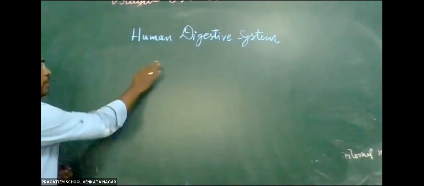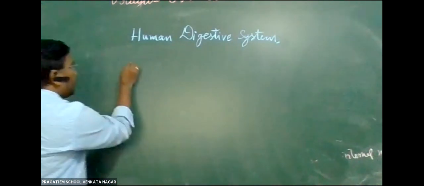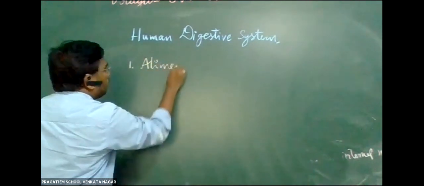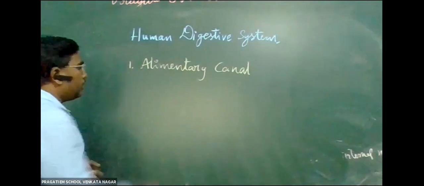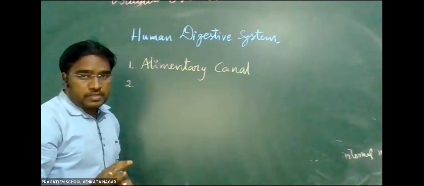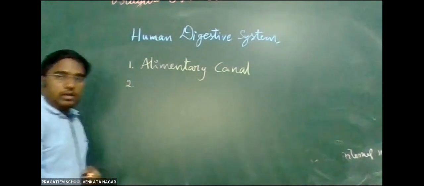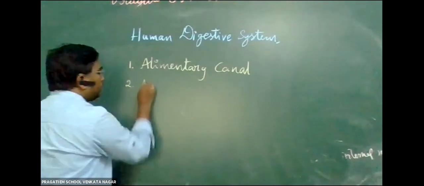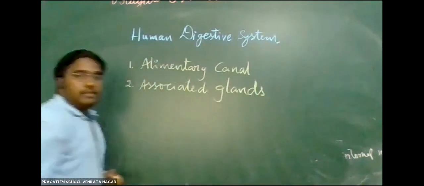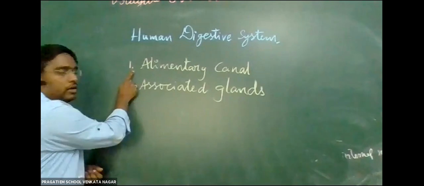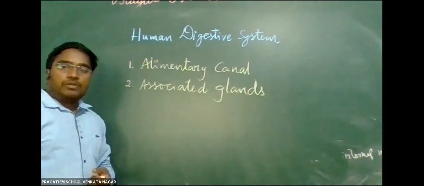Okay, children? See, the human digestive system generally is divided into two categories. First one is the alimentary canal. This is the first division. And the second division, the structural parts I am explaining first. First structural division is the alimentary canal. And second one, associated glands. First one, alimentary canal, and second one, associated glands.